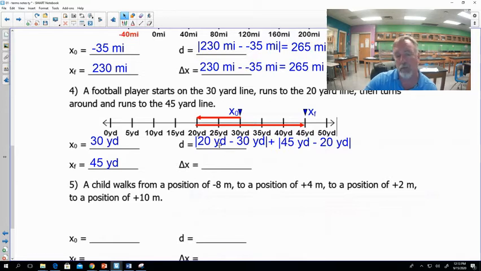Let's take those absolute values. Let's do that operation here. And what are we going to get? We're going to get 10 yards for this first one. We're going to get 25 yards for the second one. So our distance is going to be 35.